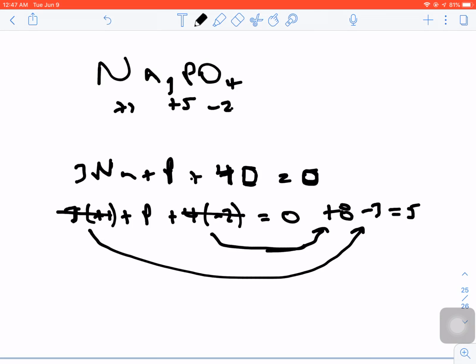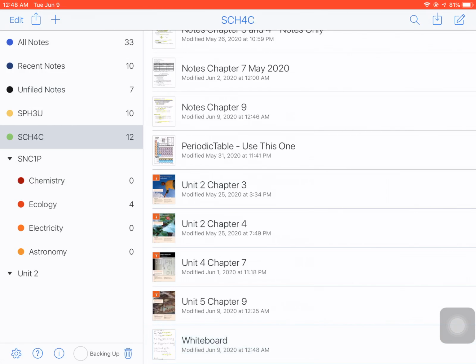Again, you can just double check. Oxygen, 4 -2s is -8. And if I look at the positives, I've got a phosphorus, which is 5, and 3 plus 1s is 3 more. That makes +8, and -8 equals 0. So there's sodium phosphate.